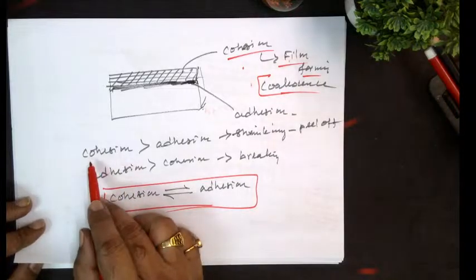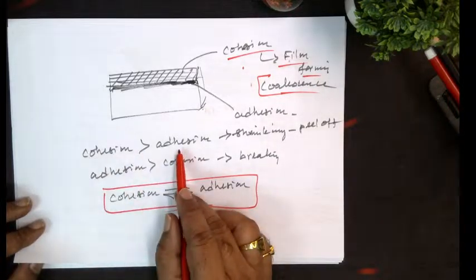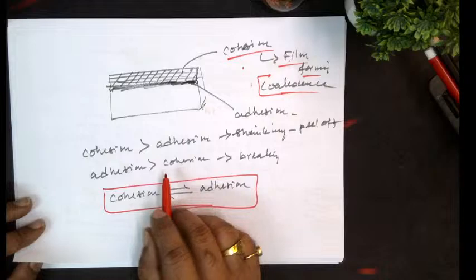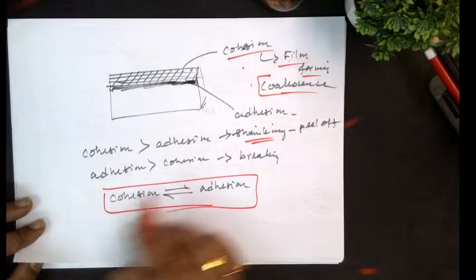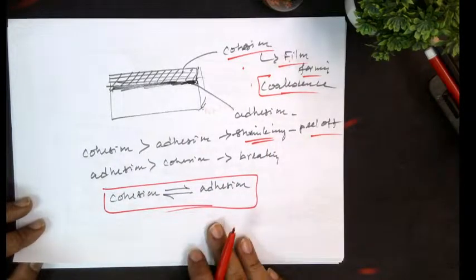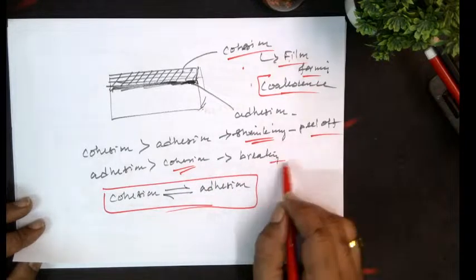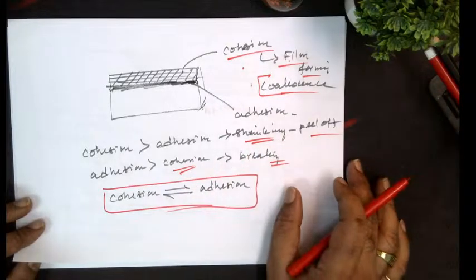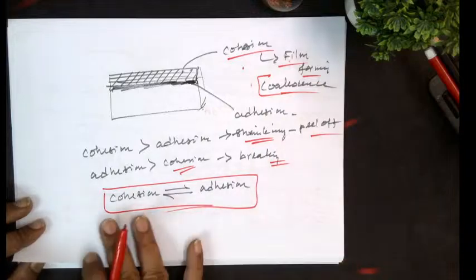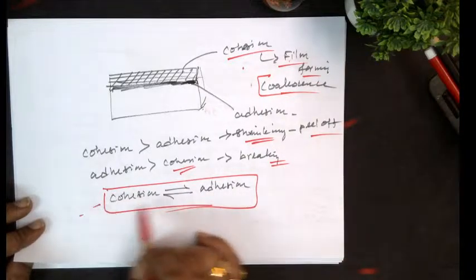Now, if the cohesion is stronger than adhesion, what happens? Shrinking takes place, so it will result in peeling off also. When adhesion is more than cohesion, there will be breaking of films also. There will be a discontinuity pattern also. That is why we need an equilibrium between these two important parameters.